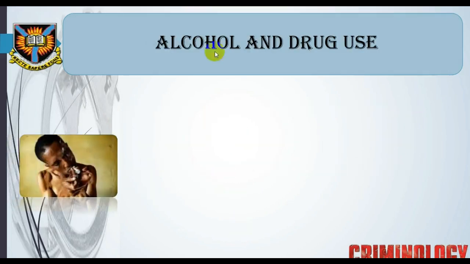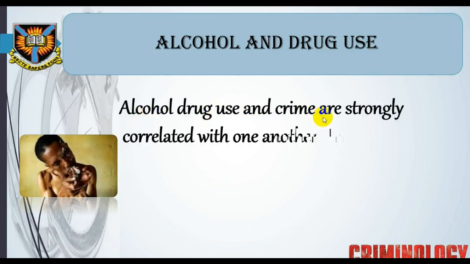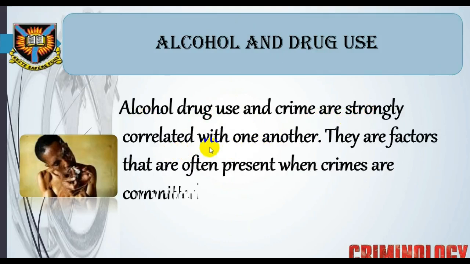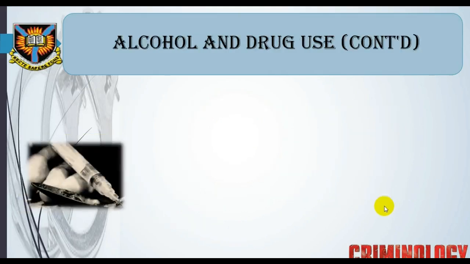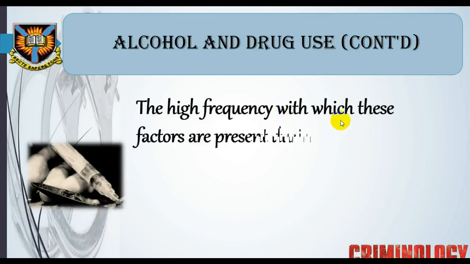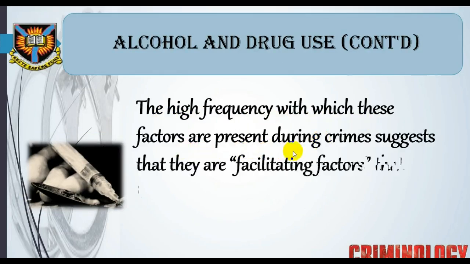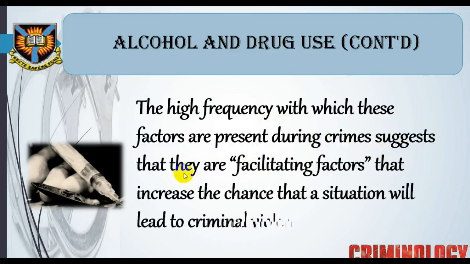3. Alcohol and drug use. Alcohol, drug use, and crime are strongly correlated with one another. They are factors that are often present when crimes are committed, but do not actually cause crime. Collins, 1981. The high frequency with which these factors are present during crimes suggests that they are facilitating factors that increase the chance that a situation will lead to criminal violence or theft.